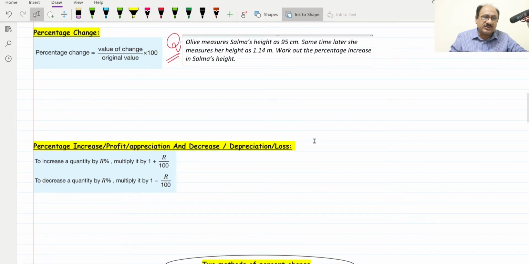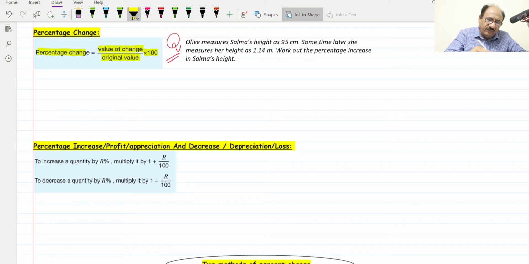Now percentage change. Sometimes the questions ask to calculate the percentage change, and for that we write the value of change divided by the original value, multiplied by 100. This will be the formula for percentage change. Now here is a question which I've chosen for you, and we will go through it to practice this type of percentage change question.